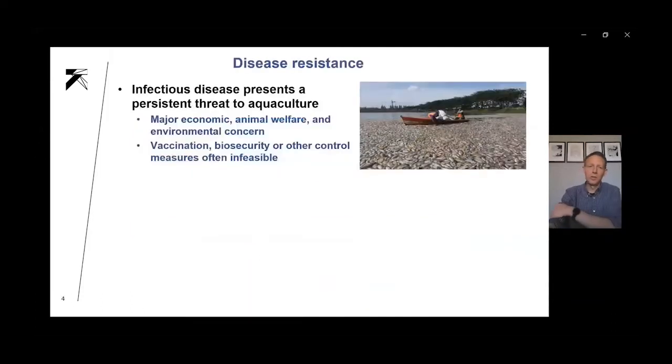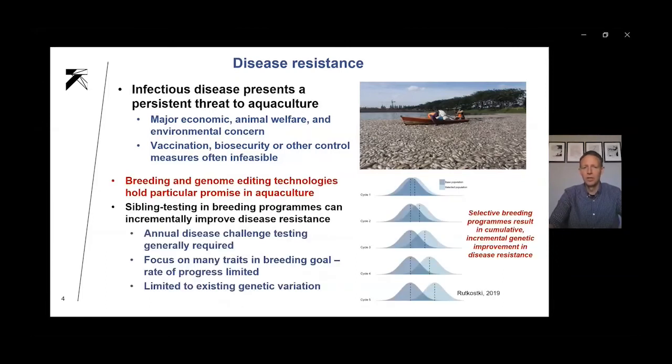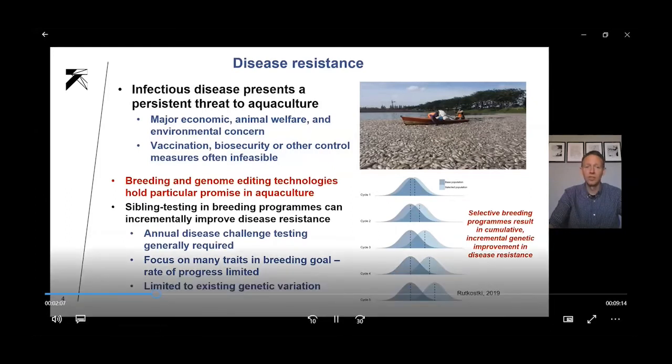Infectious diseases present a persistent, ongoing threat to aquaculture. They're a major economic, animal welfare, and environmental concern. In some cases, vaccination, biosecurity, and other control measures are really not feasible. And as such, breeding and genome editing technologies hold a particular promise for aquaculture species.